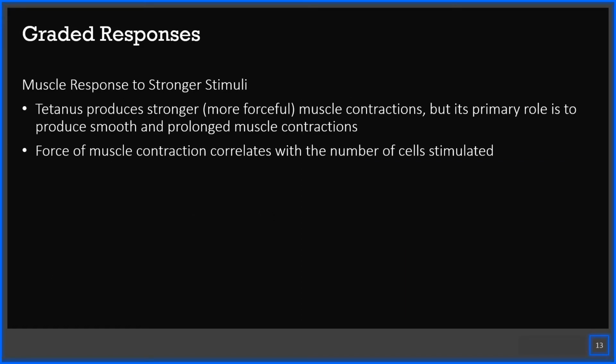And then muscle response to stronger stimuli. Tetanus produces stronger or more forceful muscle contractions, but its primary role is to produce smooth, prolonged muscle contractions. The force of a muscle contraction correlates with the number of cells stimulated. When only a few fibers are stimulated, the muscle as a whole only contracts slightly. And when motor units are all active and all muscle fibers are stimulated, the muscle contraction is as strong as it can get. This is why we can do slight to vigorous work. That's why the same hand that can lift heavy books can also lift a single sheet of paper. This has to do with how many fibers are being stimulated.